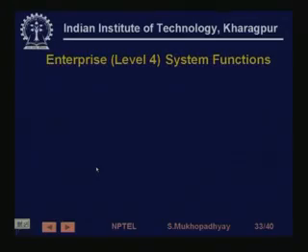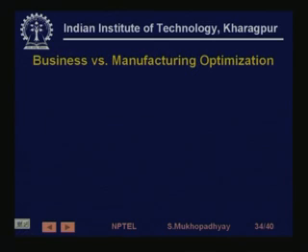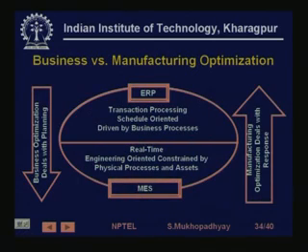As we have told, we don't need to elaborate this, that the enterprise level system typically decides on the business parts, long term planning, finance, human resource, and sets production goals, capacity plans, etc. And basically they are also trying to do optimization and planning, so at that level you do what is known as enterprise resource planning.